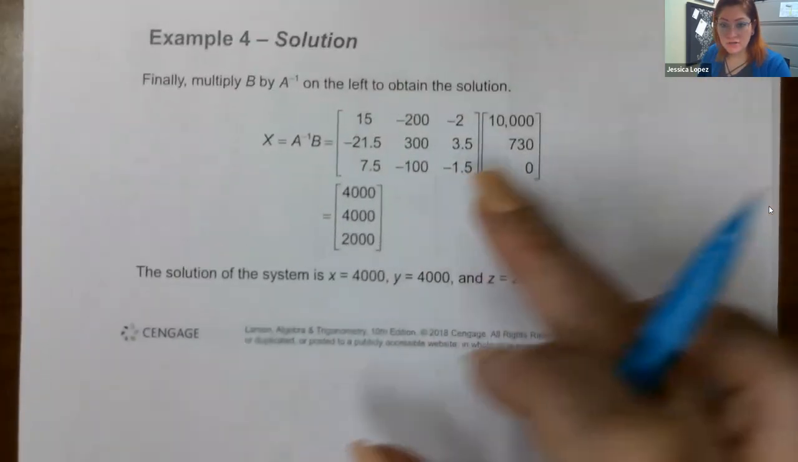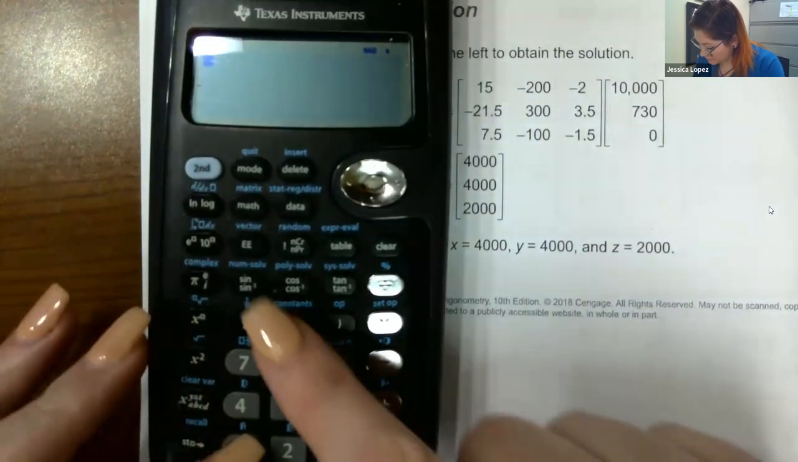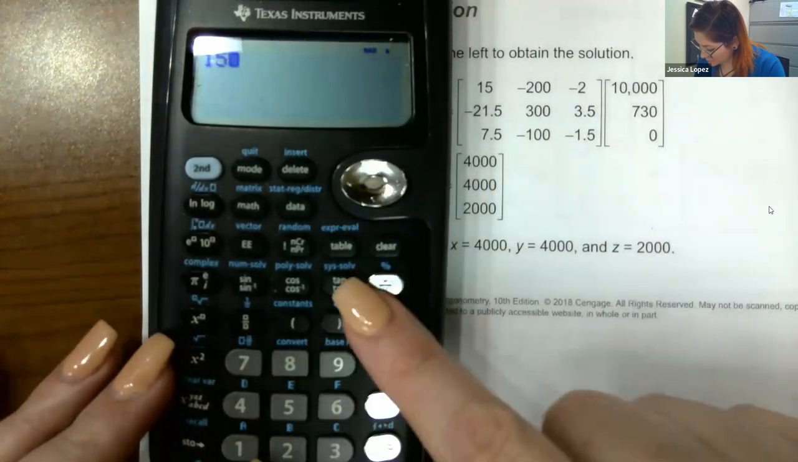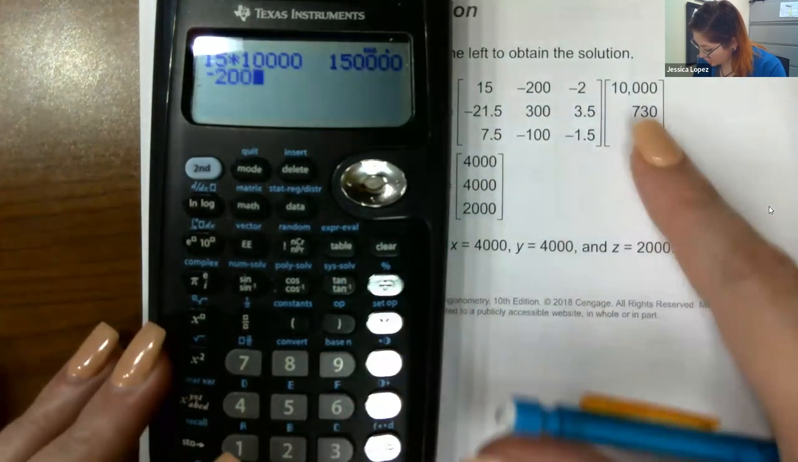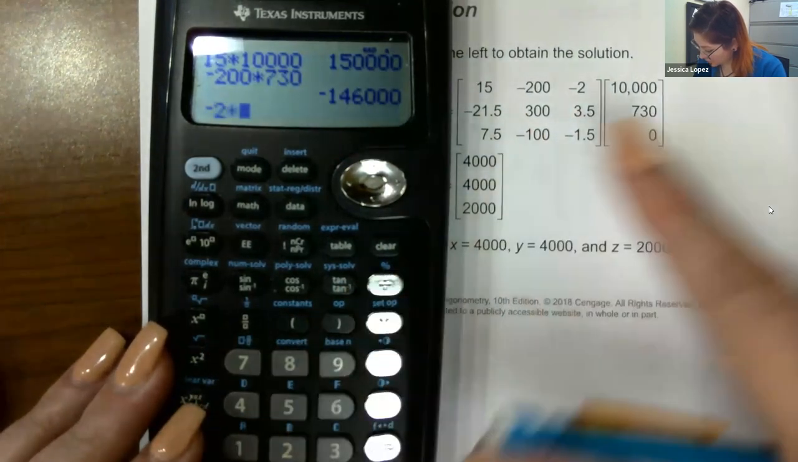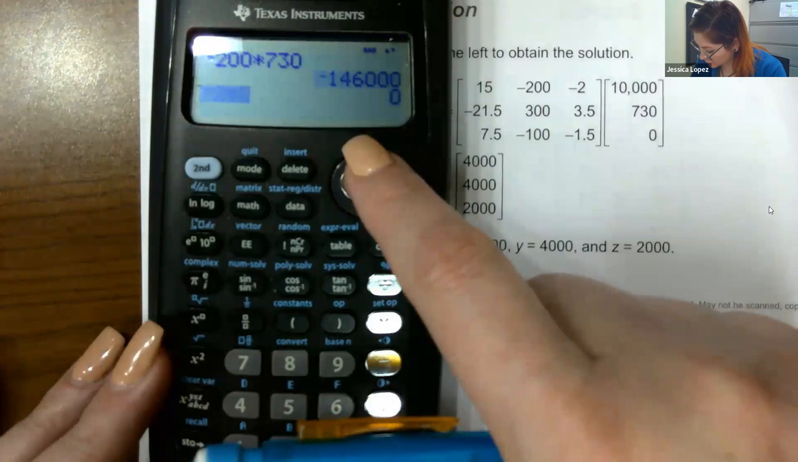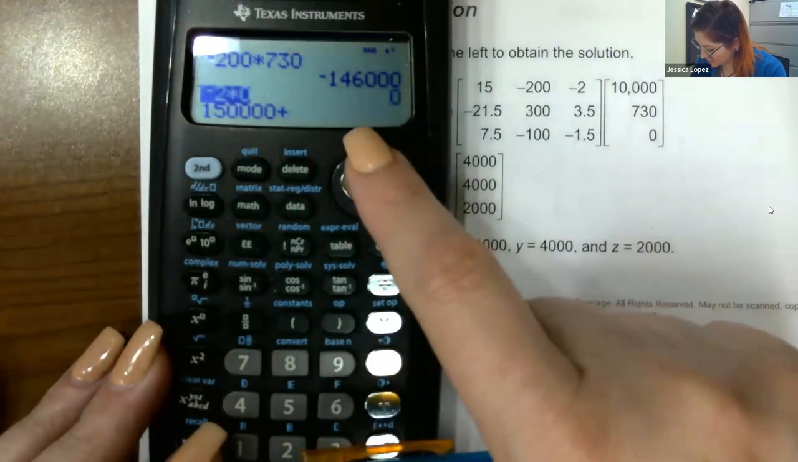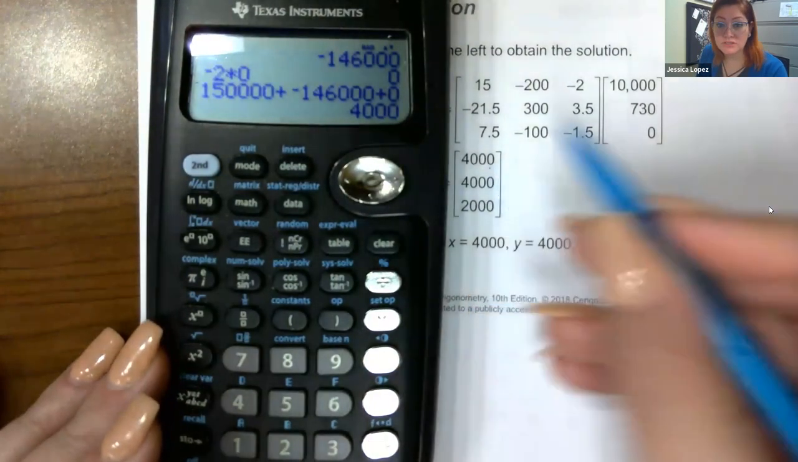But once you do have that, you're going to take that inverse and multiply it by your coefficient matrix. So all of those get multiplied by all of those. Let's see, 15 times 10,000. Then we have negative 200 times 730. And then we have negative 2 times 0. And we add all of these up together. Actually, I'm not even going to type it in there. I'm just going to highlight it, plus, and highlight that one. And if I add 0 that I can type in, I get 4,000, which is exactly what they have.